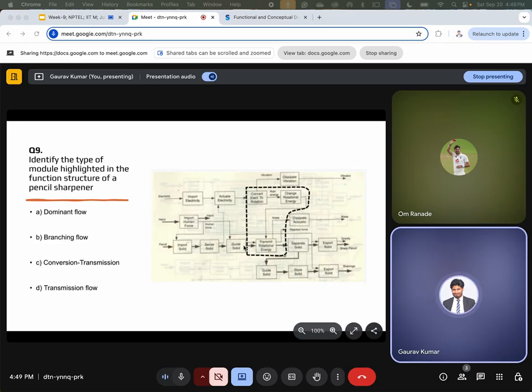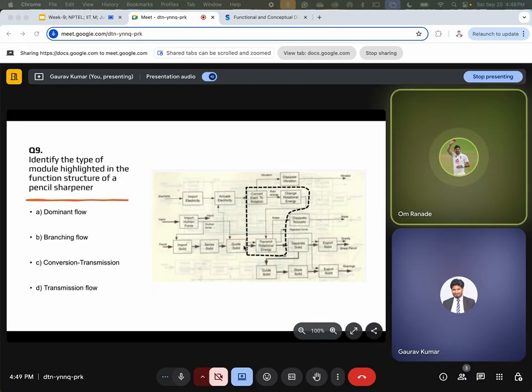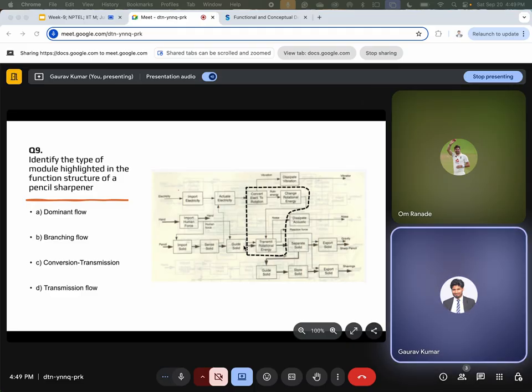9. Identify the type of module highlighted in the function structure of the pencil sharpener. Is it dominant flow, branching flow, convergent transmission, or transmission flow? What is the right answer? Convergent transmission. Okay, yes, you are correct. Convergent transmission is the right answer.